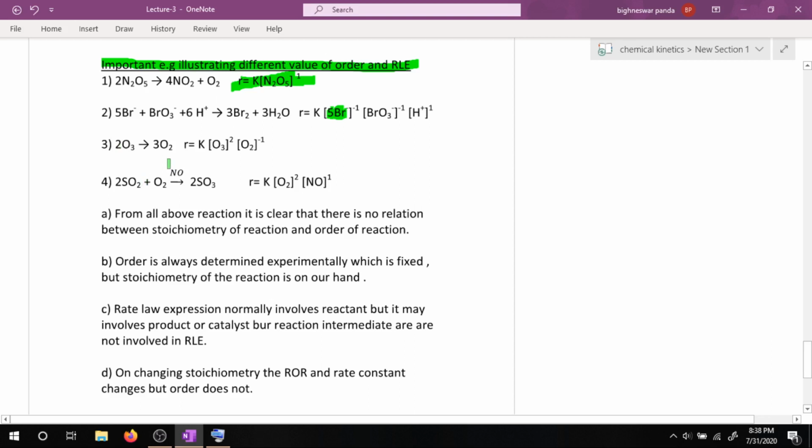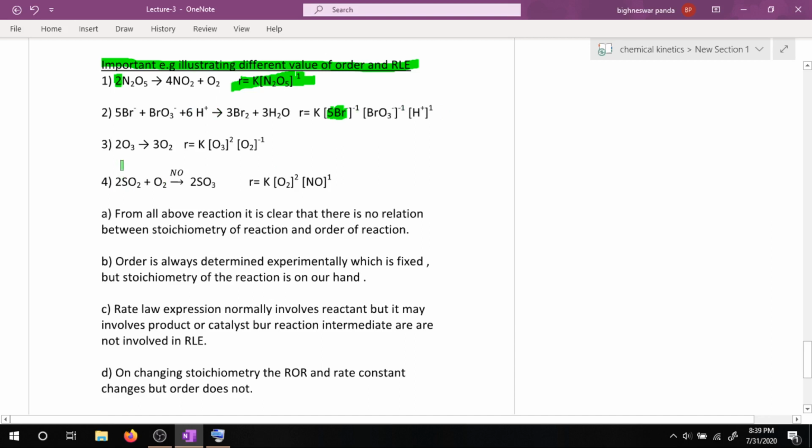What you have seen there is that for 2N2O5, in the first case the stoichiometry is 2, but the order is 1. Here the stoichiometry is 5 plus 1 plus 6, which is 12, but here the order is 1.